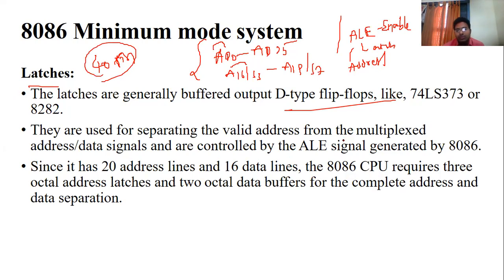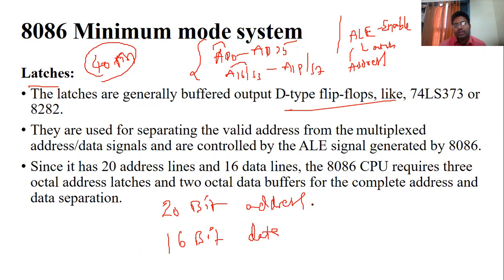To convert from one form to another, we enable the address latch enable. For that purpose we require latches. These latches are nothing but D-type flip-flops. The part number is 74LS373. You know that we have a 20-bit address and 16-bit data.